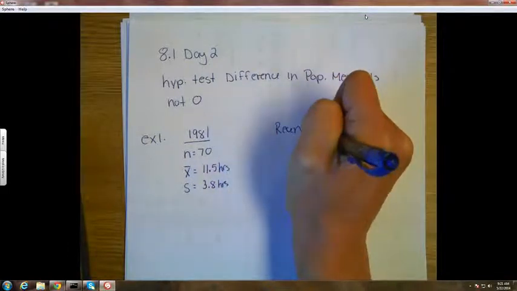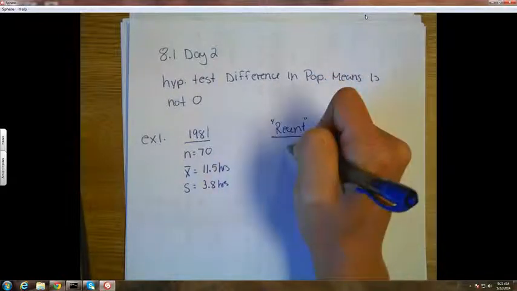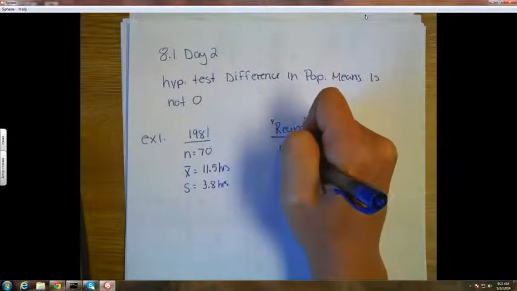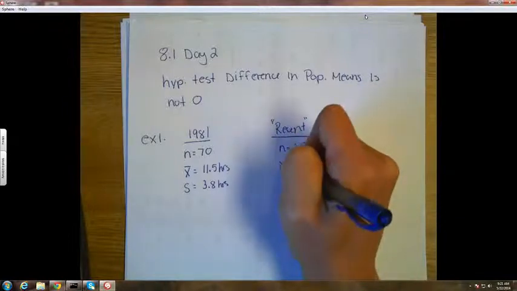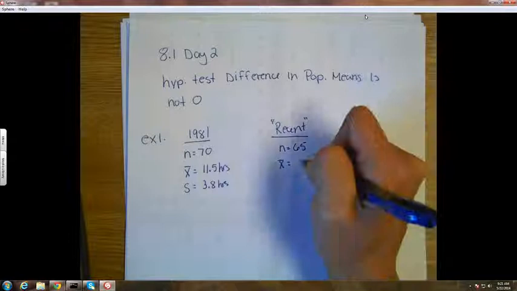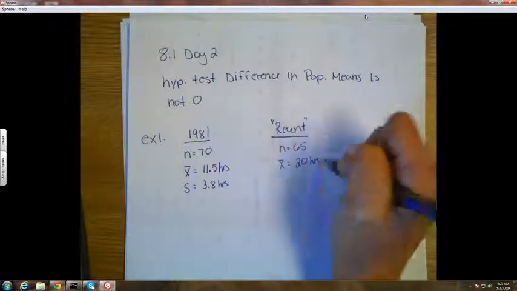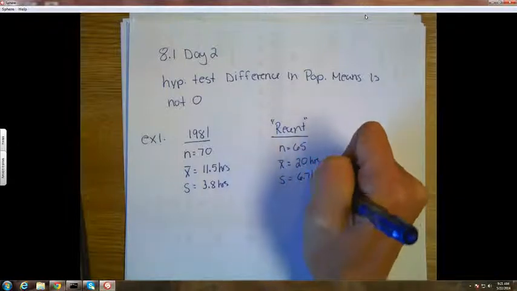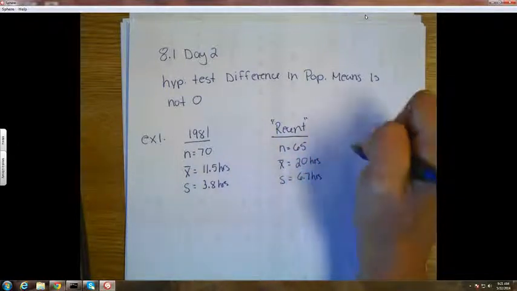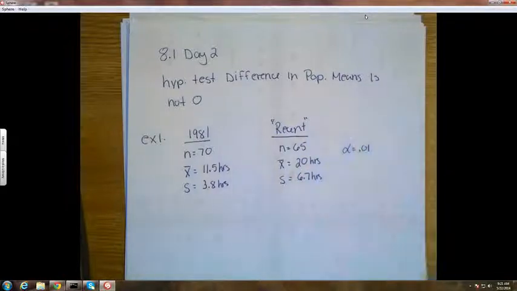A more recent study studied 65 kids 3 years and under, found that the mean time spent in daycare was 20 hours, with a standard deviation of 6.7 hours. We're going to test this at 1% level of significance.